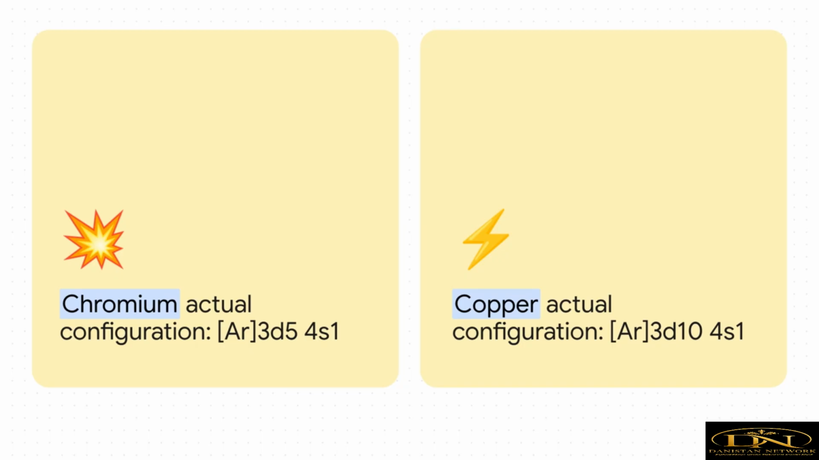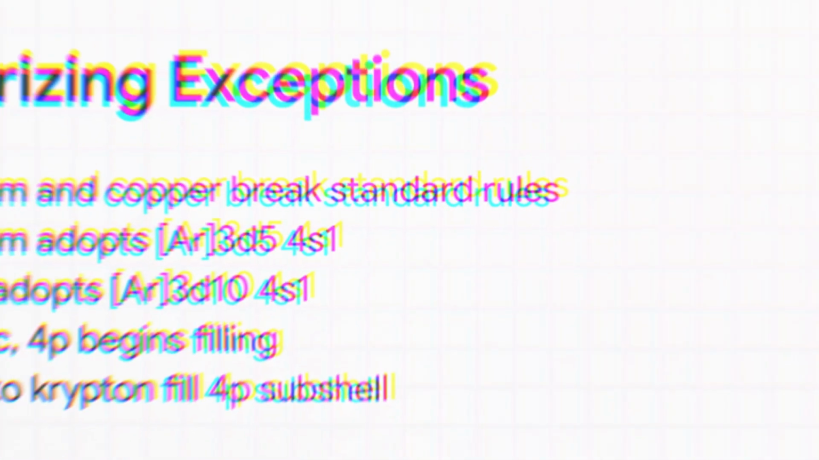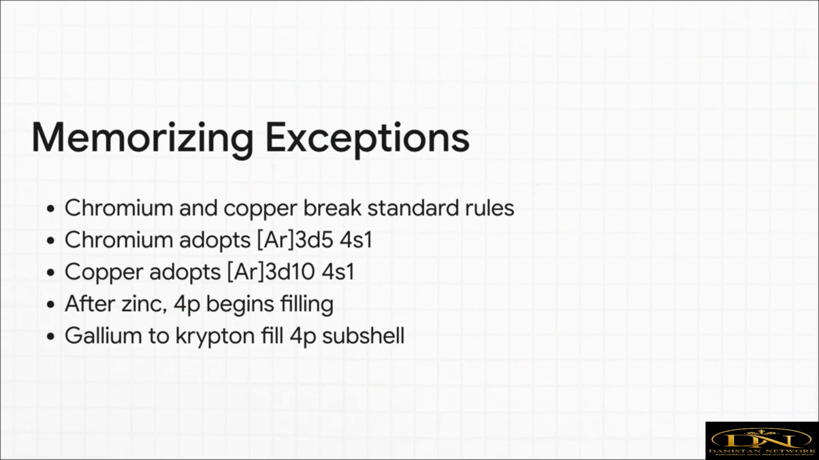Based on literally everything we just learned, chromium should be 3d4 4s2, but it's not. It is actually 3d5 4s1. And copper should be 3d9 4s2, but it actually forces itself into 3d10 4s1. No way, right? They completely break the pattern. You have got to explicitly memorize these 2 rebellious exceptions for your exam.